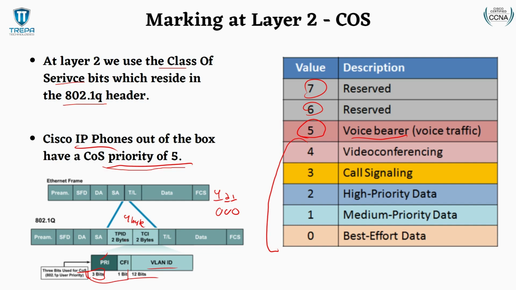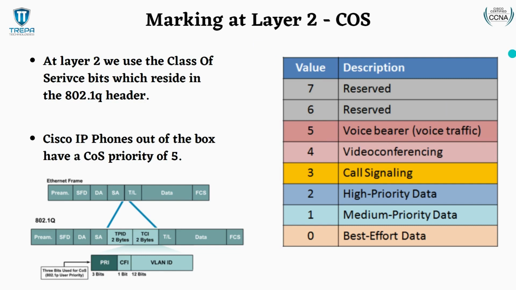However, when we start to transmit across the wire, then it's important that we actually put our layer 3 marking on that voice traffic to also give it that good quality of service level. So at layer 2, important things you need to know for this, for the CCNA. It's called QoS, class of service. And out of the box, a Cisco IP phone has a CoS of 5. And we get these from these 3 bits in this VLAN header here, which is 16 bits, and 3 bits are for that class of service or that user priority.